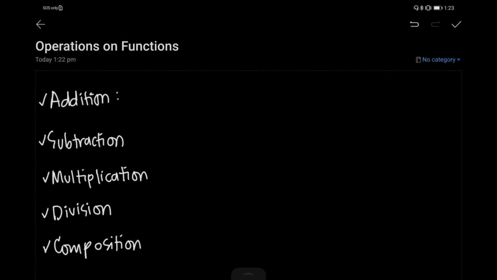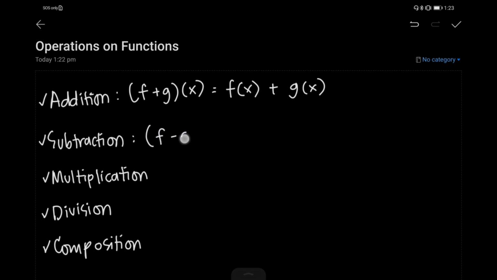Addition of functions is represented in this manner: f plus g of x. It means that whatever the value of your first function, the f of x, you are just going to add it to your second function, which is the g of x. So that is for the addition of functions. We also have the subtraction of functions. This is f minus g of x. It means that whatever the value of your f of x, you are just going to subtract your g of x from it.